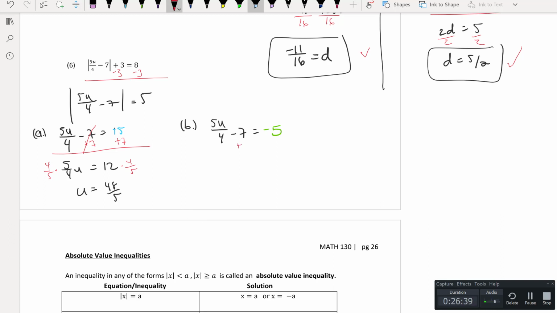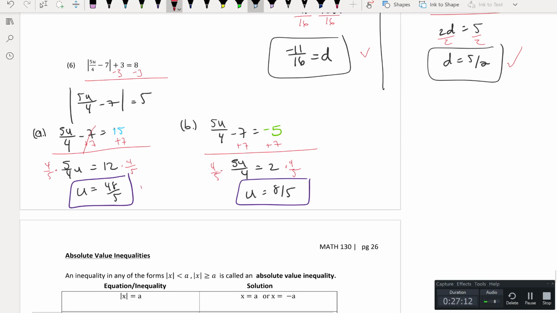And for part B, I will add 7 to both sides. So that 5u over 4 is equal to negative 5 plus 7, which is 2. And I can multiply now by 4/5 on both sides. So that 2 times my 4/5 is equal to an 8/5. And just know that I did plug in both of these, and these both work out. So I did check them. I don't want to make this video too long.